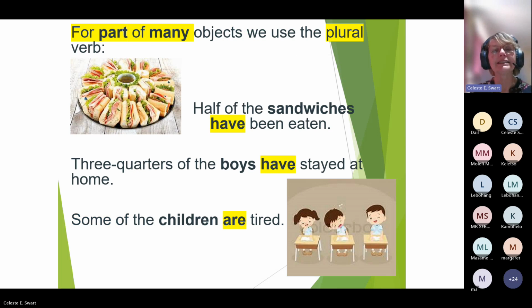If we look at it as many, part of many, for instance, we have the sandwiches, and you see there's a whole plate of sandwiches. Then we're going to look at it and we're going to use the plural verb. So half of the sandwiches have been eaten because it's plural, they have. 3/4 of the boys have stayed at home, and some of the children are tired.